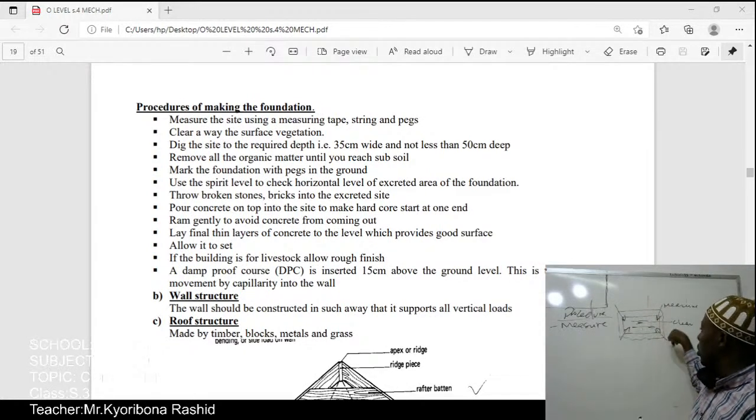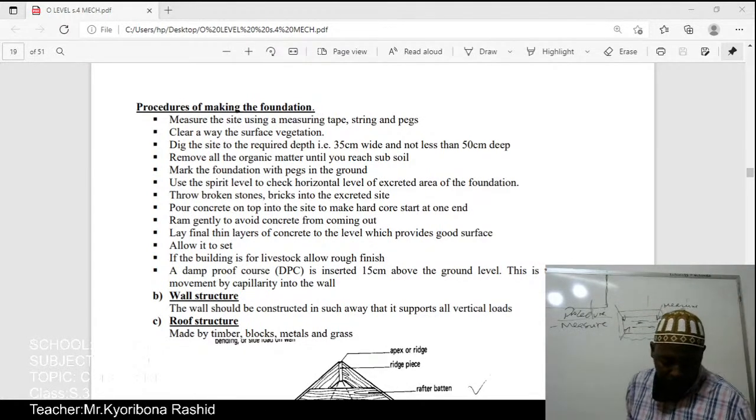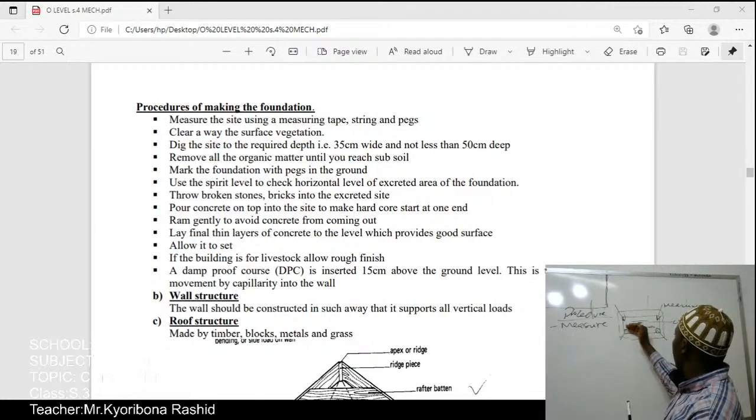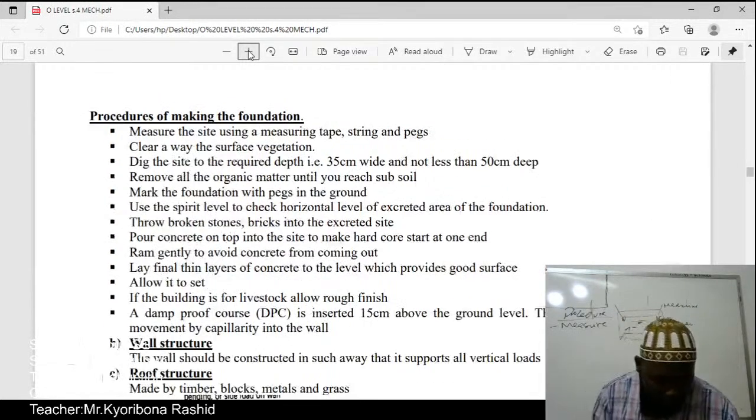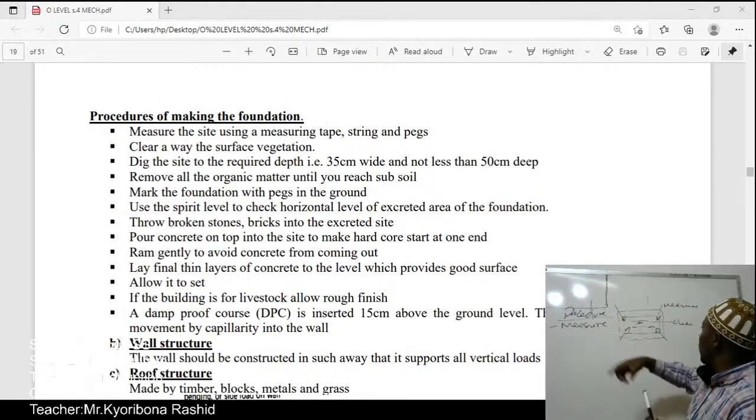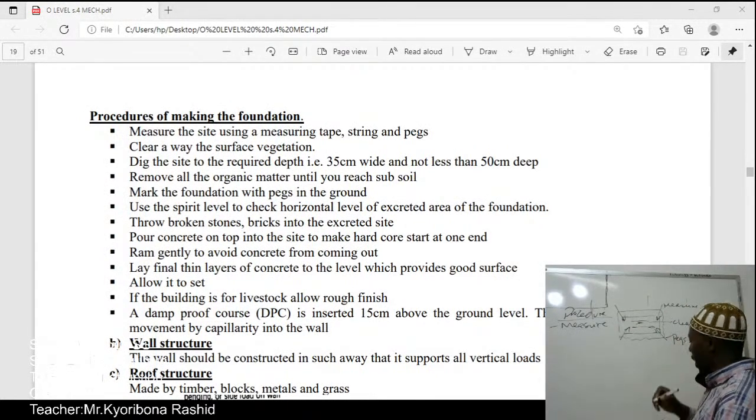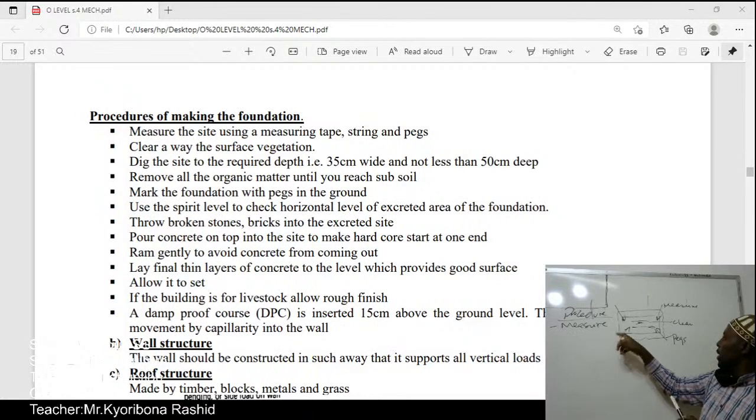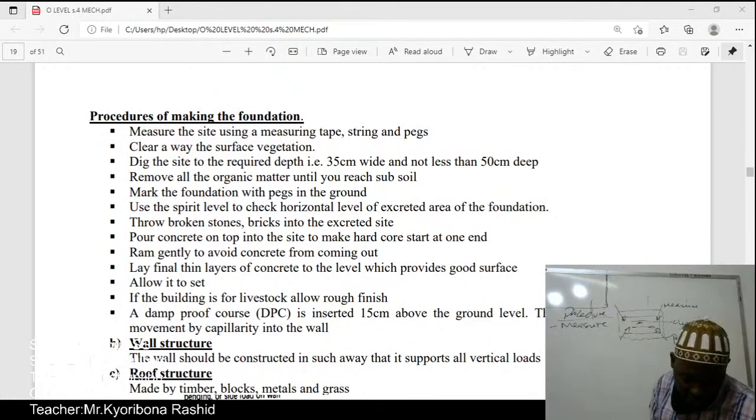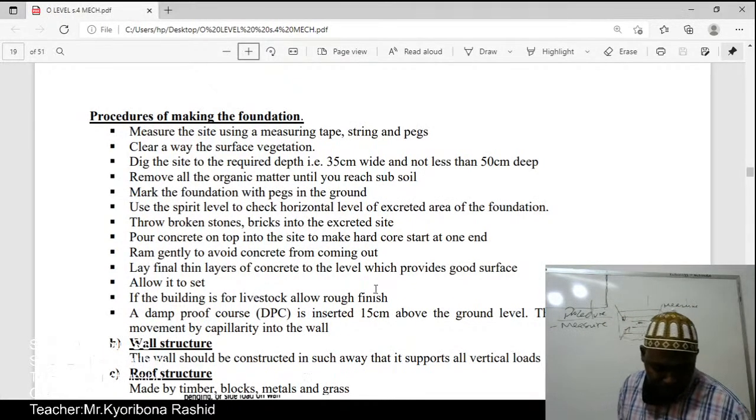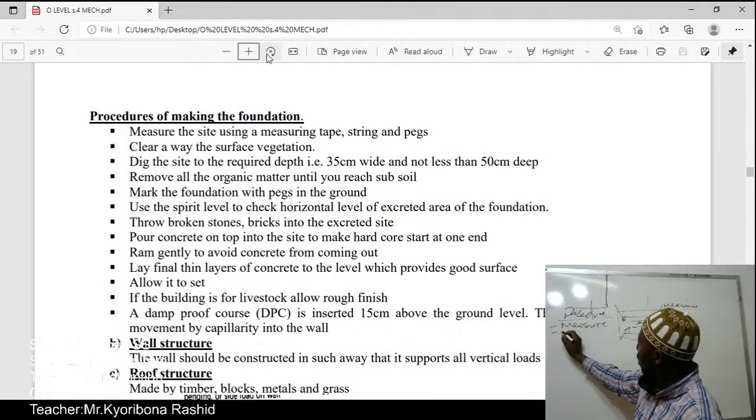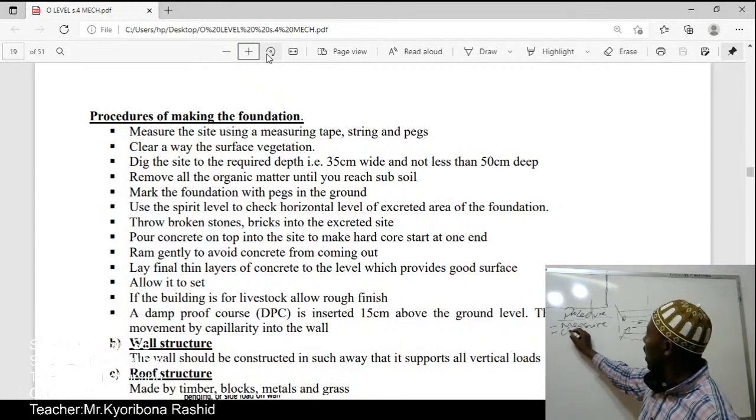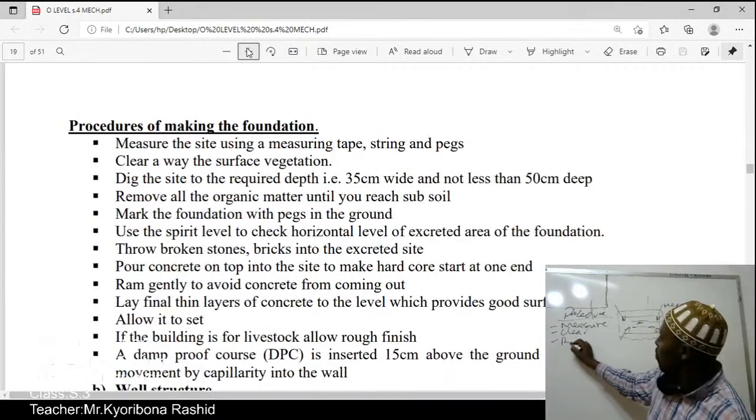So put the pegs, and then after we dig the side. So we dig through where we're going to make it. We dig around here. That's where we're going to put our building. Then we mark, like I've told you, these are pegs that we use to mark. So we mark the corners, this corner, the other corner, this corner. So we mark that area, and then after digging, we remove the soil. So when you measure, you clear, then you remove organic matter.